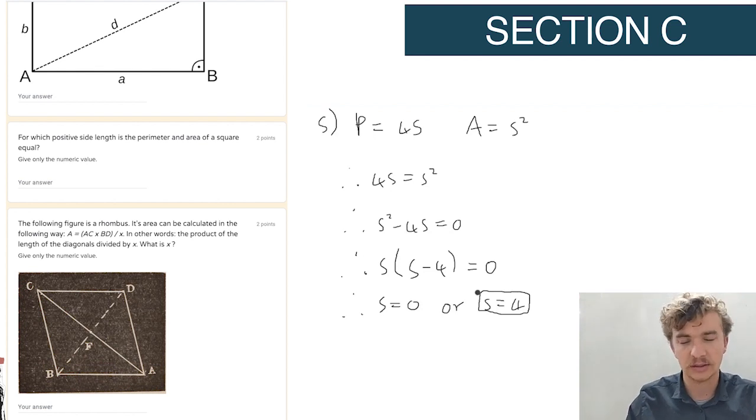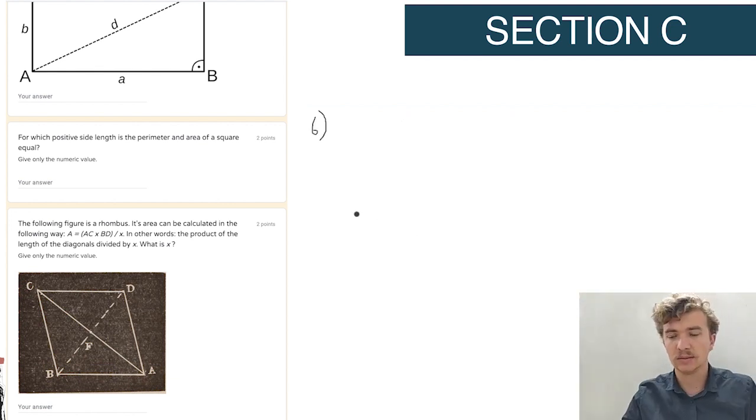Okay, it's a rhombus, so you know all the sides are of equal length. What they're telling us is that the area of this rhombus can be calculated by AC, which is the length of the one diagonal, times BD, which is the length of the other diagonal, everything divided by X. But then they ask us, what is X? Okay, the question is, what is X? So, let's see what we have. How would you calculate this area?